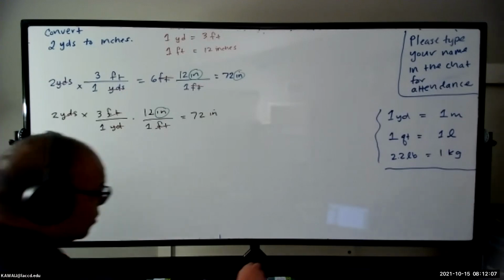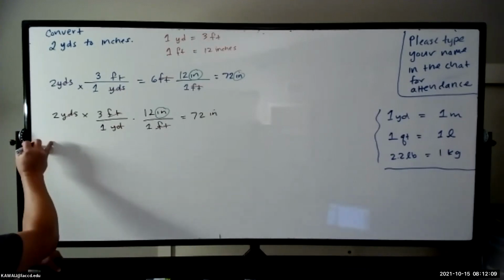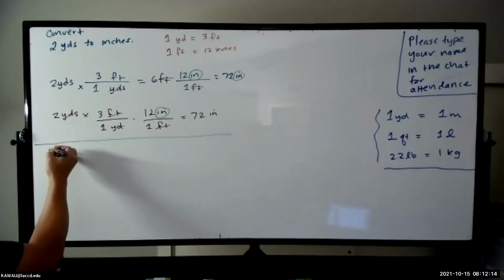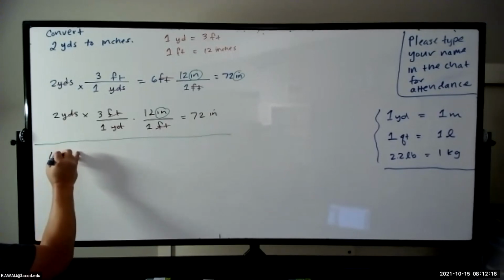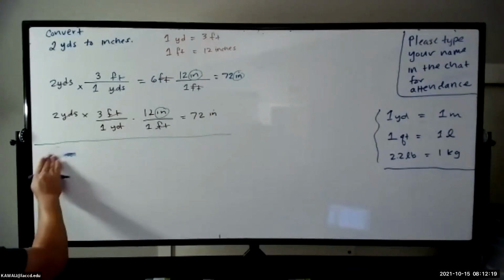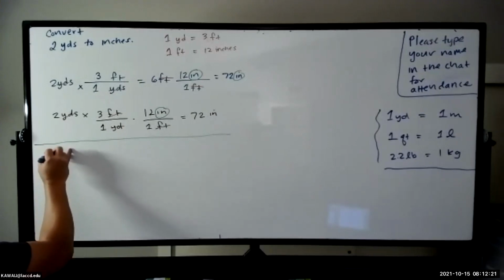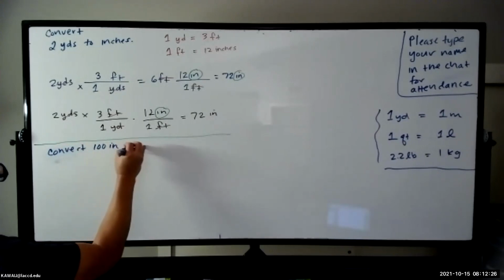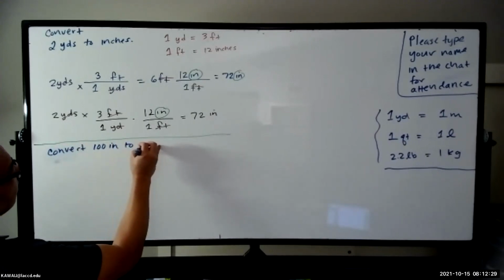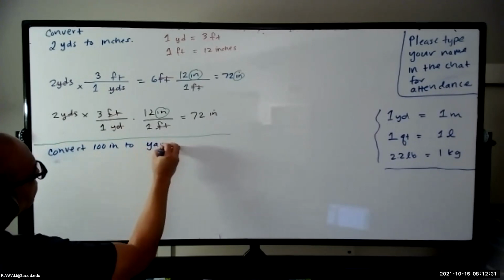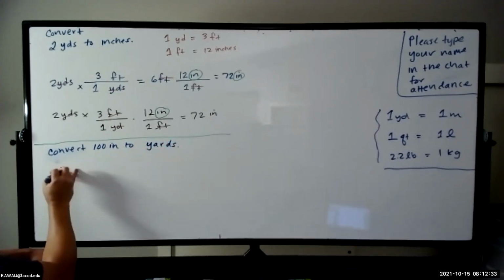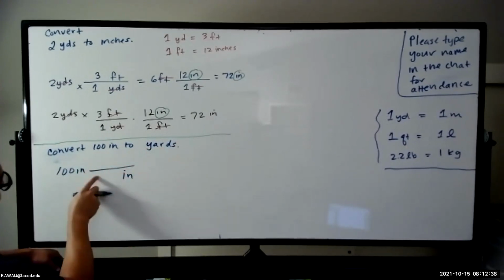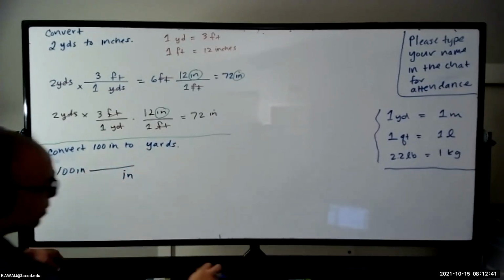Okay. So let's go the other direction. In this one, we went big to small. Let's go small to big. So let's ask ourselves, convert 100 inches to, let's make it yards. Okay. So start with 100 inches. And remember that whatever you multiply it with, the inches has to be on the bottom because this and this cancel.